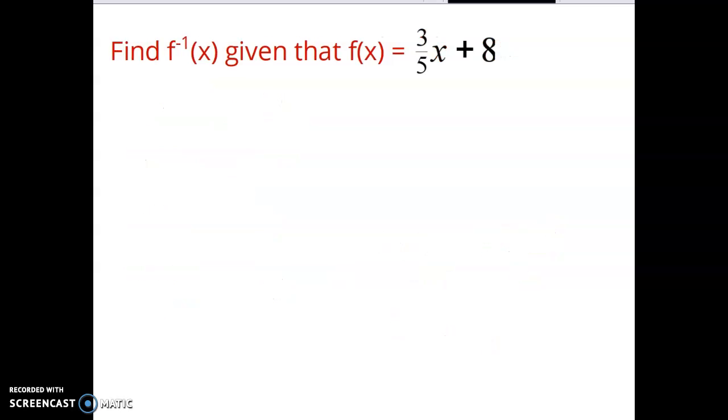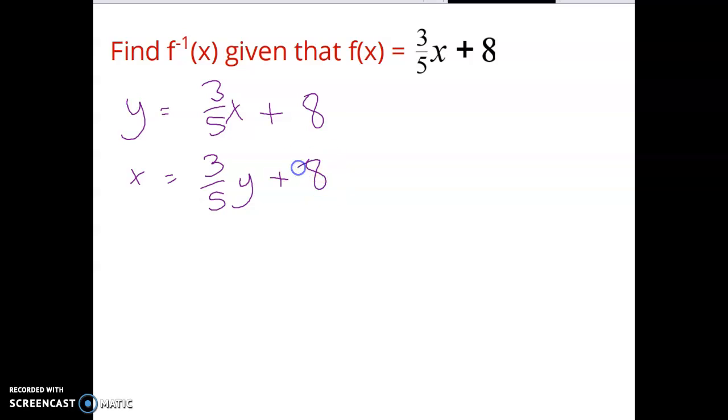Okay, same directions. See if you can do this one that has a fraction slope. Okay, so I'm going to replace f of x with y. Then I'm going to swap the x and the y values. Okay, now let's solve for y. So I'm going to subtract 8 from both sides.